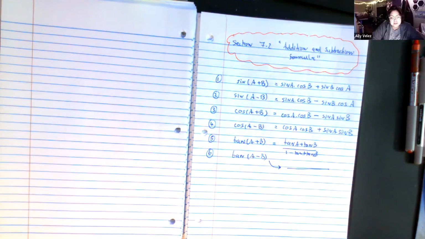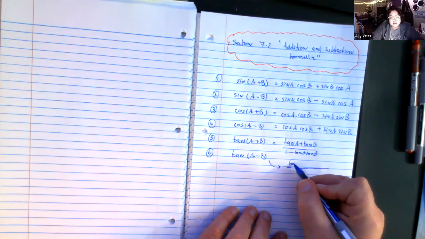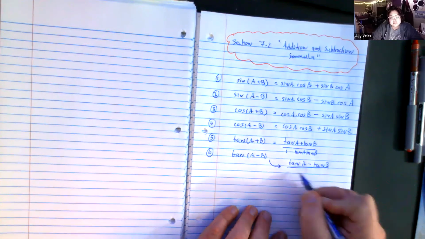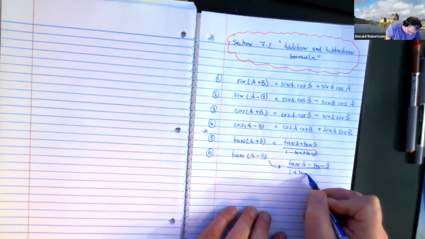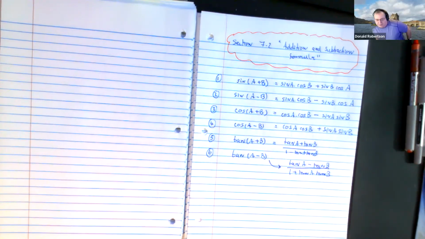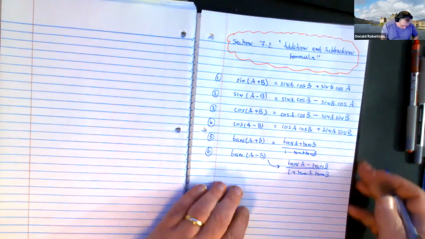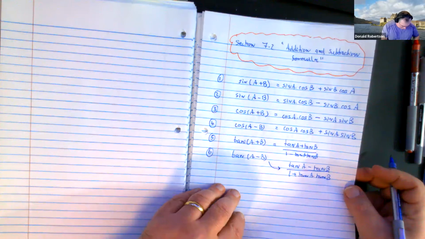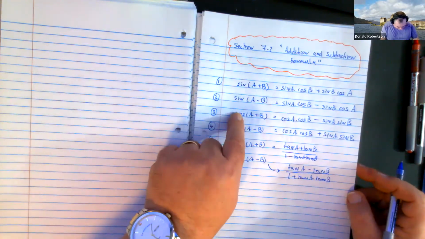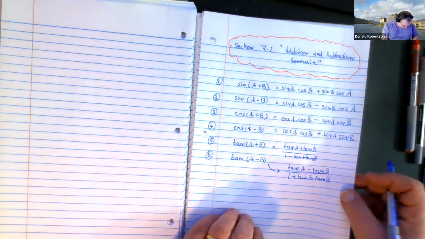Would it be the same fraction except the top would be like minus and the bottom would be plus? You nailed it. Does that make sense? It'll be symmetry, whatever you want to call it. So we have a lot of addition and subtraction formulas, which essentially allow us to find the sines and cosines of things added or things subtracted.